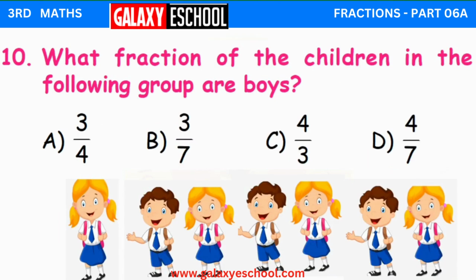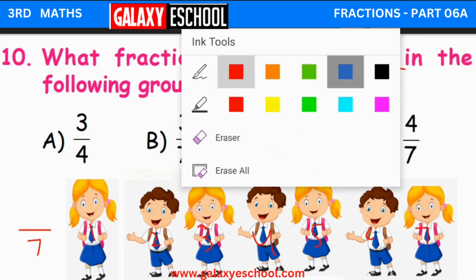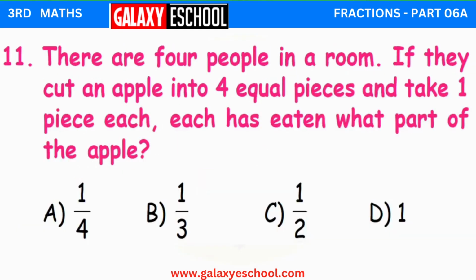Next, what fraction of the children in the following group are boys? So first, what should we do? Let us count the total number of children. 1, 2, 3, 4, 5, 6, 7. There are total 7 children. So 7 becomes our denominator and we want the number of boys. How many boys do we have? 1, 2 and 3. So 3 becomes our numerator. Now what is the answer here? Option B, 3 by 7.